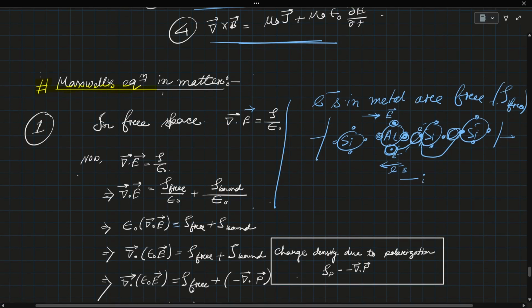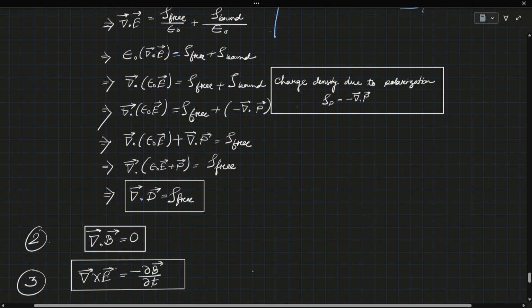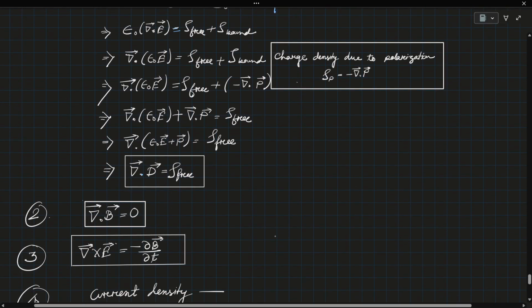Now I am going to take this epsilon naught to the left. This epsilon naught is a constant, so I can take it inside the divergence. I am writing it down like this. In the next step, I have replaced rho bound by minus divergence of P, where P is polarization.